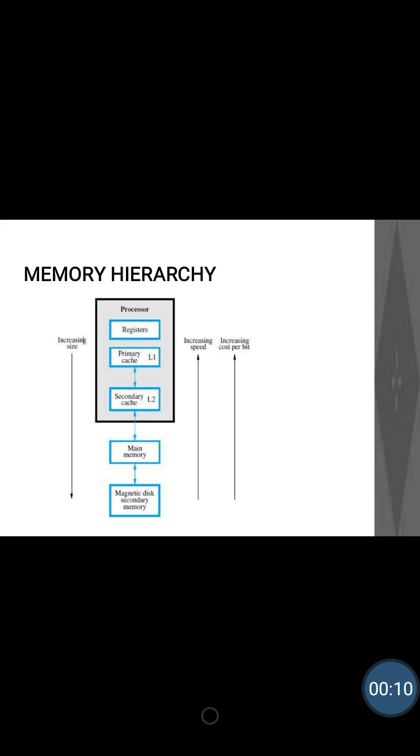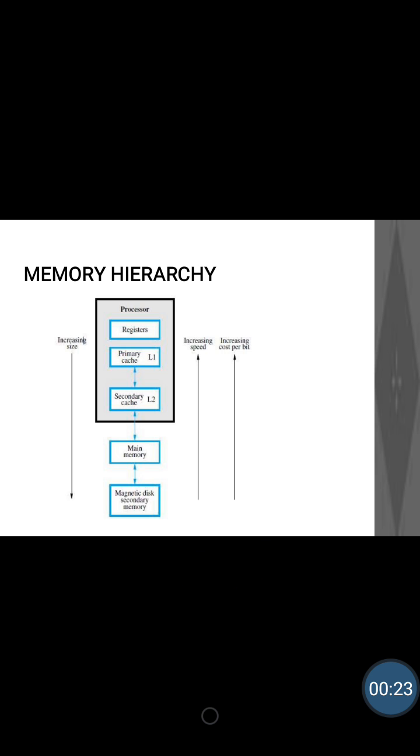So in the previous video, I discussed different types of ROMs and how read-write operation is performed in all those types of ROMs, that is read-only memory. Now we have to discuss the memory hierarchy. In this video, I'll be explaining about memory hierarchy.